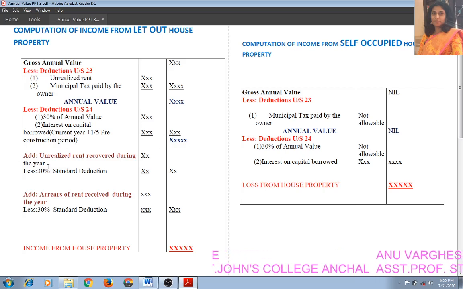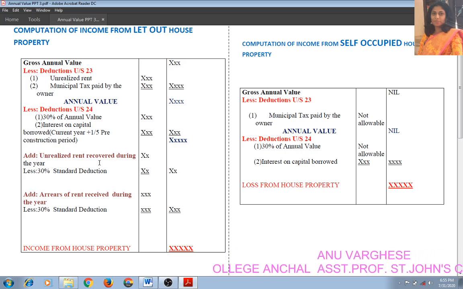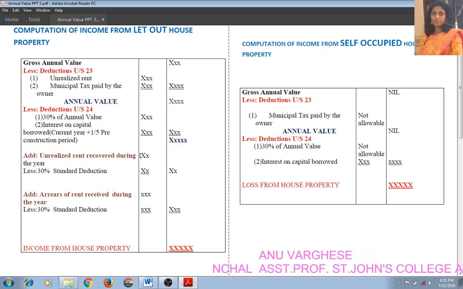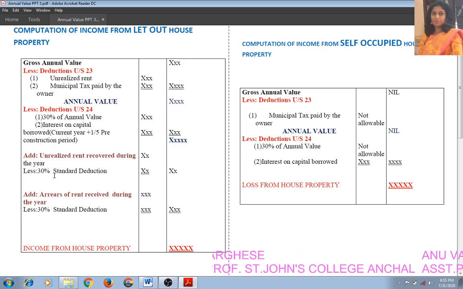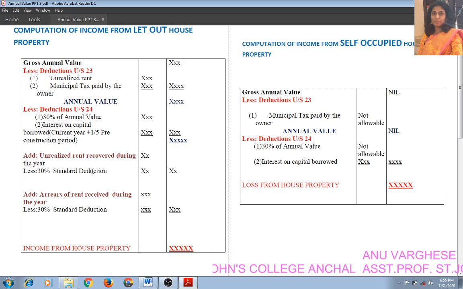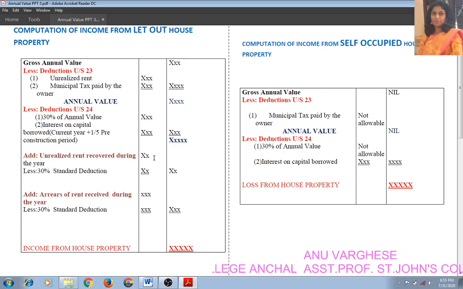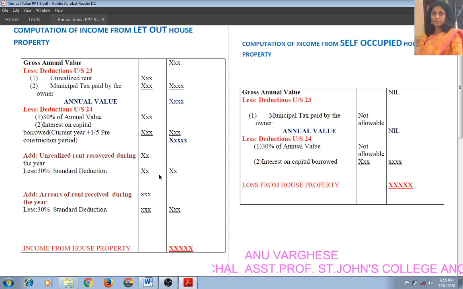After that, if there is any unrealized rent recovered item, then you can add that item. You can write that figure in the inner column. Then you can deduct 30% standard deduction. That means you can deduct 30% of this figure, this unrealized rent recovered, as standard deduction. And after deducting that, you can write the figure in the outer column.